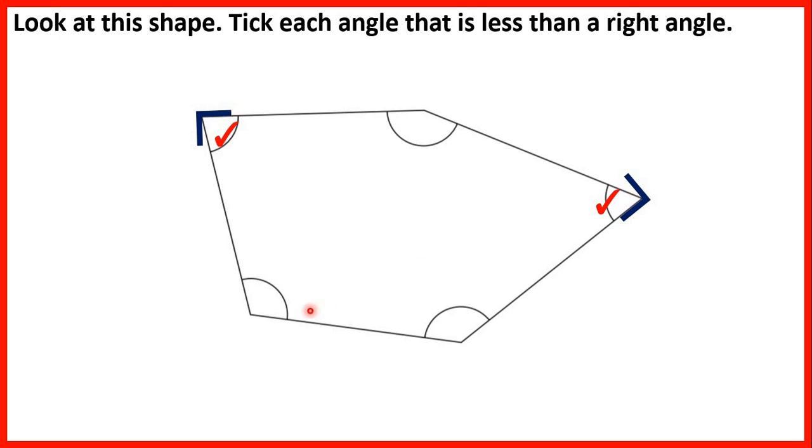Because if we lined up the corner of a piece of paper, this angle would be less, and so would this angle. But these three angles would be more than a right angle, not less, because if we lined up the corner of a piece of paper with these three angles here, we can see that these angles are larger. So these angles are obtuse angles.